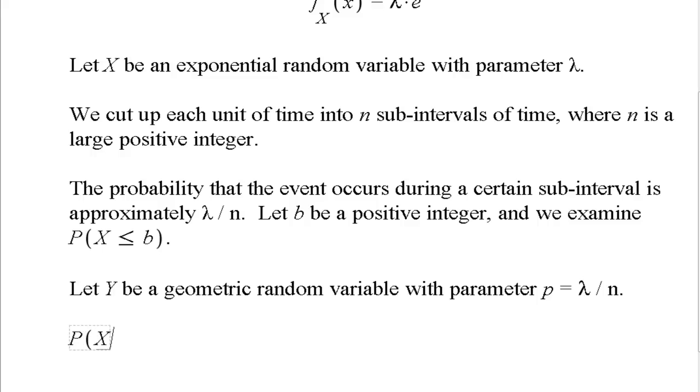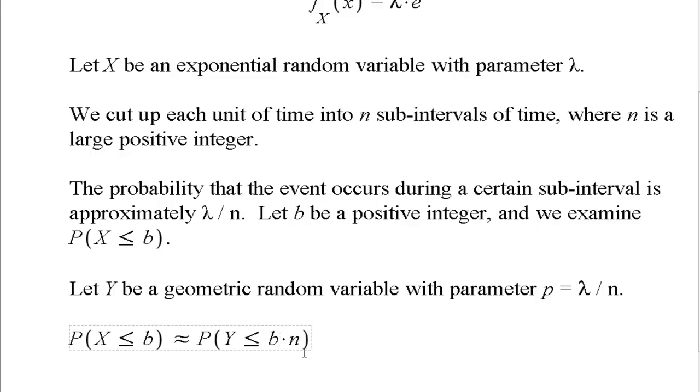Well, in that case, the probability that x is no larger than b, let's think about this here. That is the probability that the event occurs within the first b units of time. Each unit of time is being cut up into n little subintervals. So that's approximately the same as the probability that it takes b times n little subintervals for the event to occur. So it's the probability that the geometric random variable y is no larger than b times n.